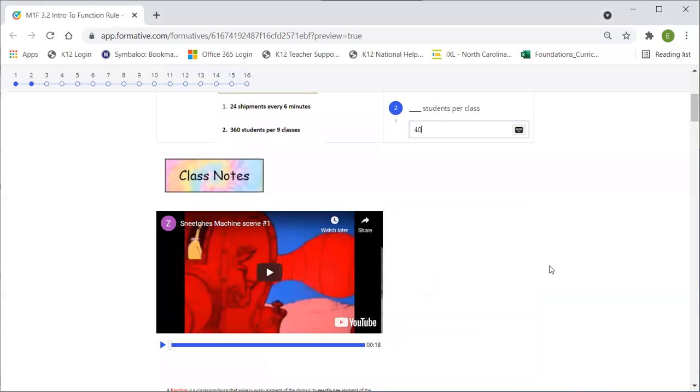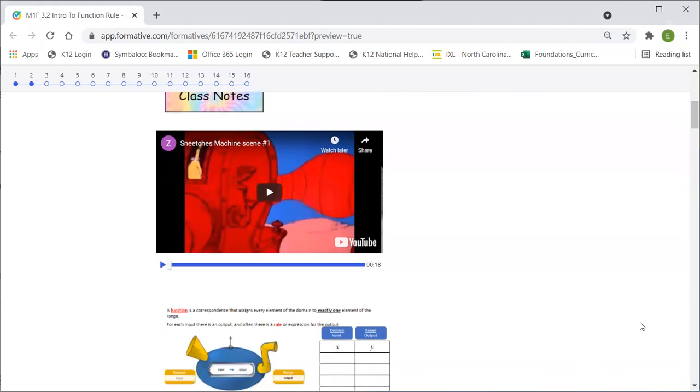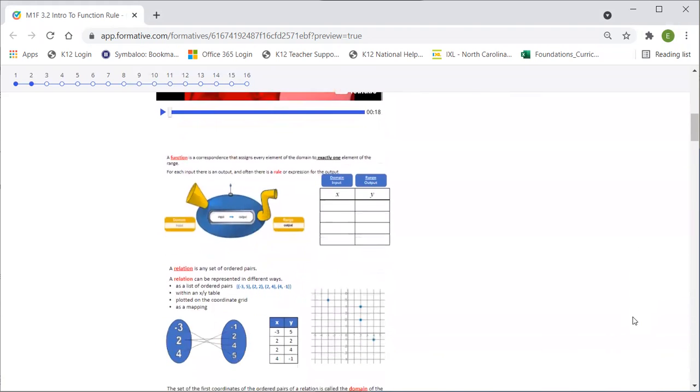The next thing, here's just a little video for you guys to watch. Today we're talking about function notation. This is how I always remember function notation. If you've ever seen the Sneetches movie, it might be familiar to you. You can go ahead and watch that yourself. A function is a correspondence that assigns every element of the domain, so remember our domain is our x values, to exactly one element in our range, which is our y values.